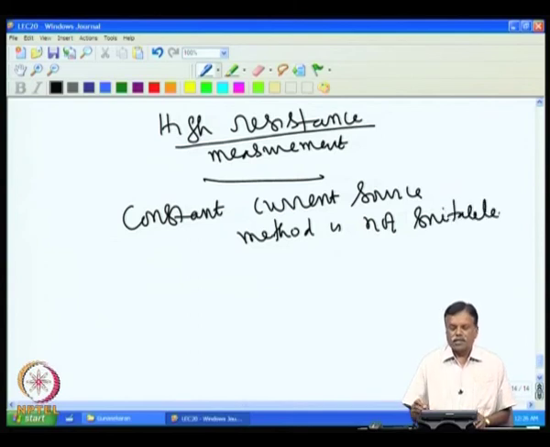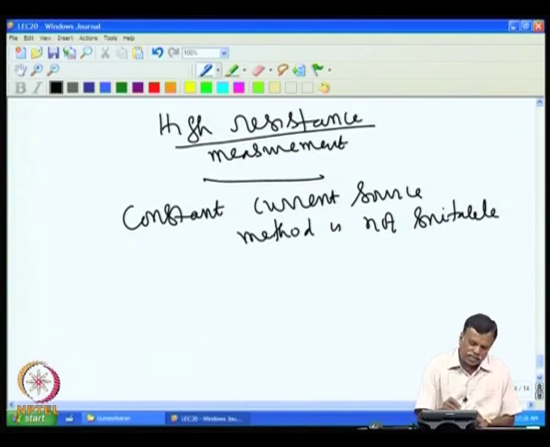This is because the constant current source mainly eliminates the connecting resistance and the contact resistance and so on, which are all very small. So, if you are measuring a 1 megohm resistance, and the contact resistance and the connecting wire resistance are all a few milliohm, the error that is going to come in 100 megohm is going to be very small. So, the contact resistance is not an issue. So, for high resistance measurement, constant current source method is not suitable.